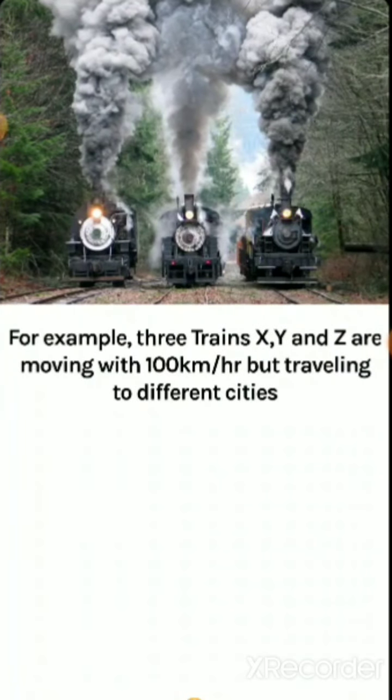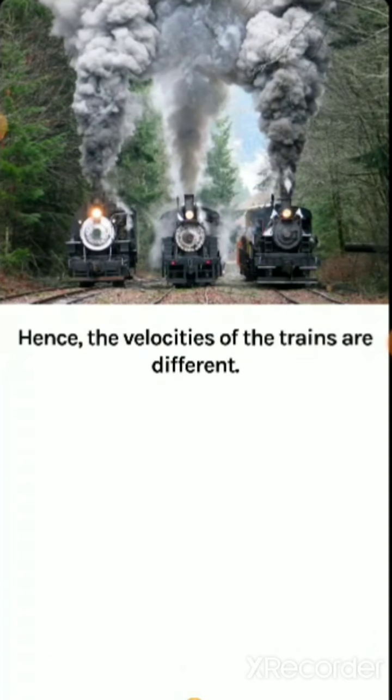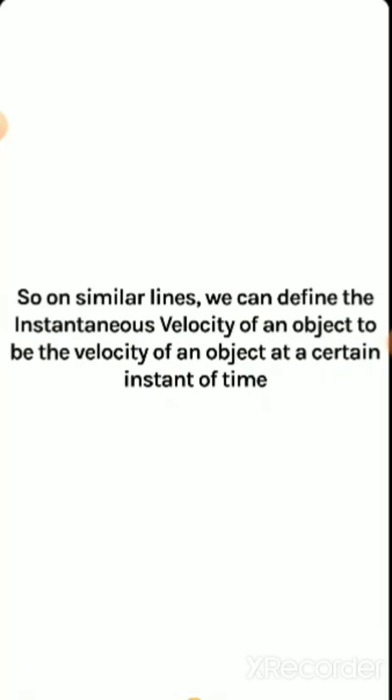For example, 3 trains X, Y, Z are moving with 100 km per hour but traveling to different cities. All the 3 trains have the same speed but not the same velocity because they are traveling to different cities. Here the speeds of the trains are the same but their directions are different. That's why their velocities are also different. So on similar lines, we can define the instantaneous velocity of an object to be the velocity of an object at a certain instant of time.